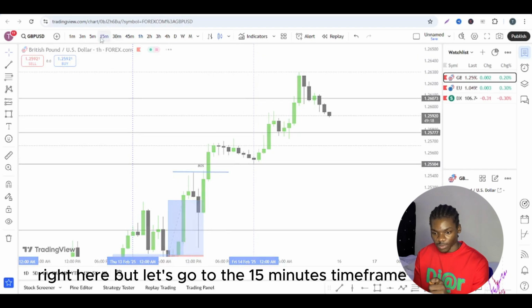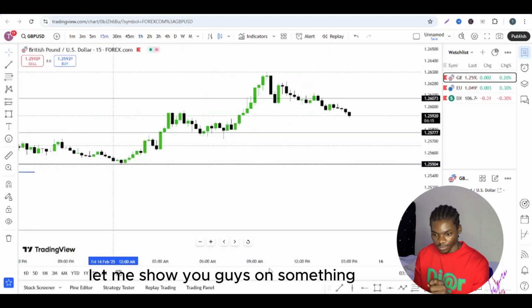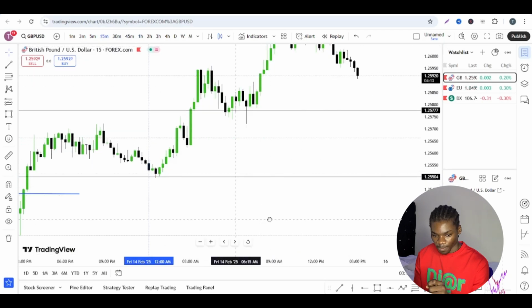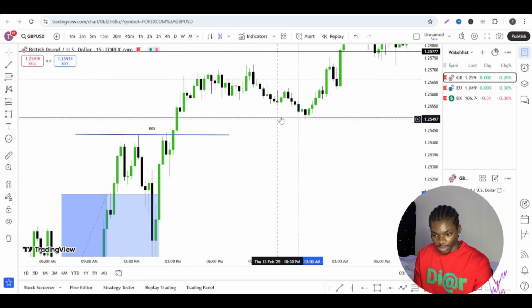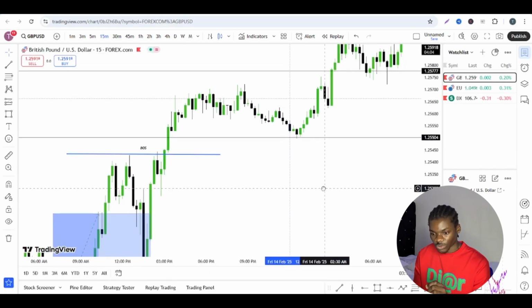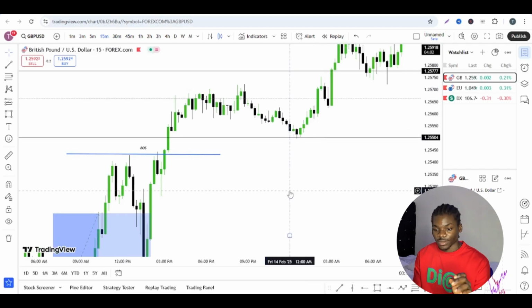But let's go to the 15 minutes time frame. Let me show you guys something. On the 15 minutes time frame, this is a fair value gap, and price reacted up from it. And right here is also an old high. I don't want to go into that. I just want to show you guys the most simple pattern I trade.